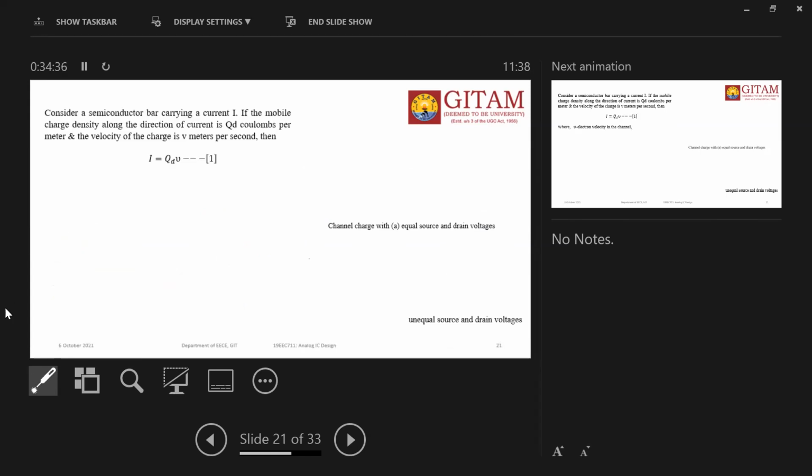Now I'm going to find the IV characteristics. I need to find the current equation. So start from this. Consider a semiconductor bar carrying a current I. All of you remember, this derivation I am doing only for the NFET, the NMOS transistor, not the PMOS transistor. Remember, most of the time we are doing it only for the NMOS transistor. Consider a semiconductor bar which is carrying a current of I amperes.